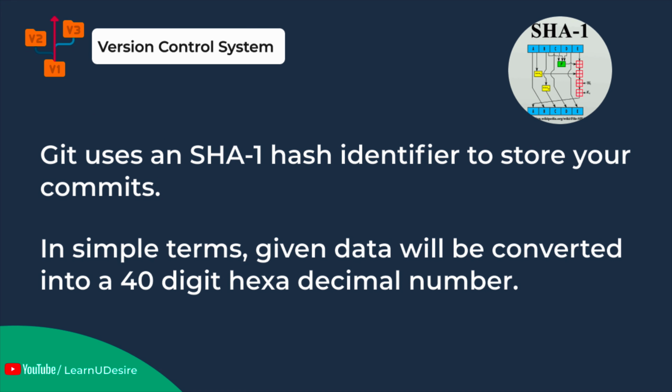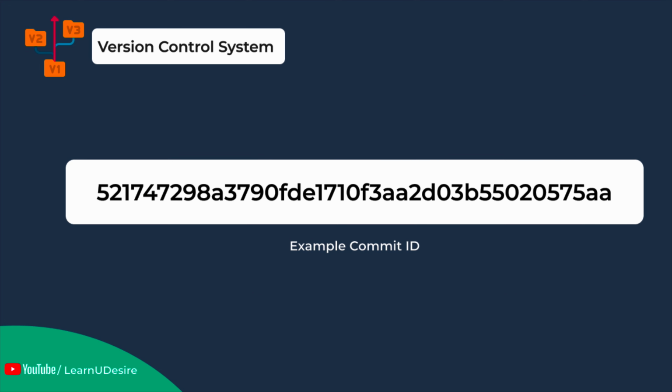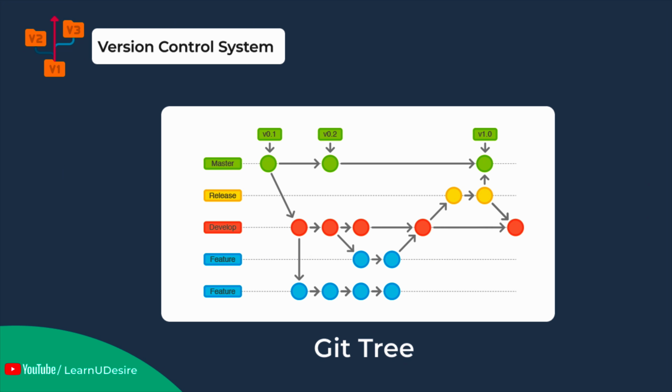Git uses an SHA-1 hash identifier. It is a cryptographic hash function. In simple terms, given data will be converted into a 40-digit hexadecimal number. Git uses this unique identifier to store the info about a particular commit in the repo. Using these hashes, Git creates a tree-like structure to store and retrieve data easily.